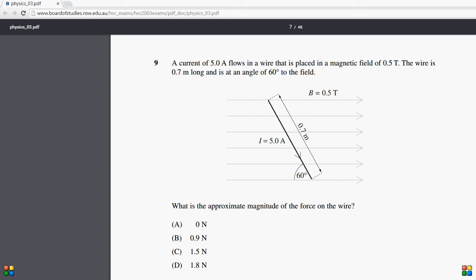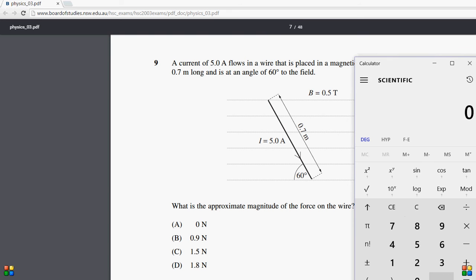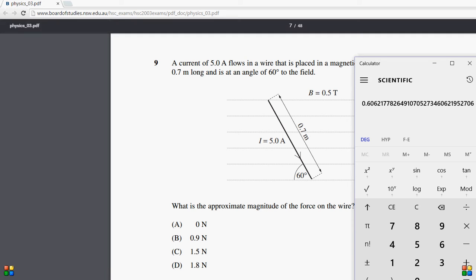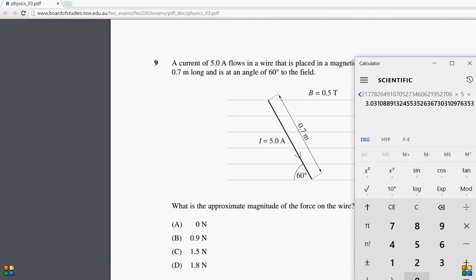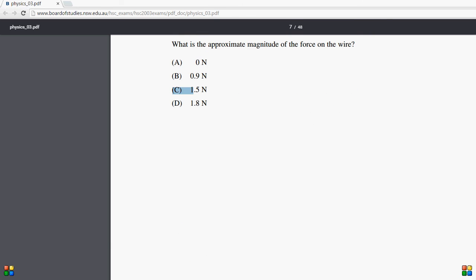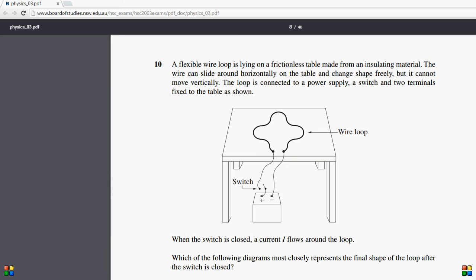So since it's at an angle, we need to calculate the perpendicular length of this wire to the magnetic field. So 0.7, actually, sine 60 times 0.7 meters. So this is the perpendicular length acting on the magnetic field, times current times magnetic field, and we get 1.5, and that is our answer here. So that's the magnitude of the force. C.